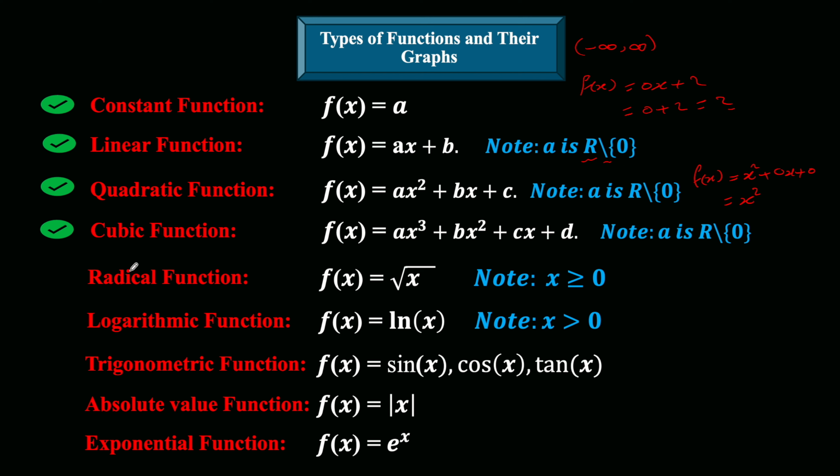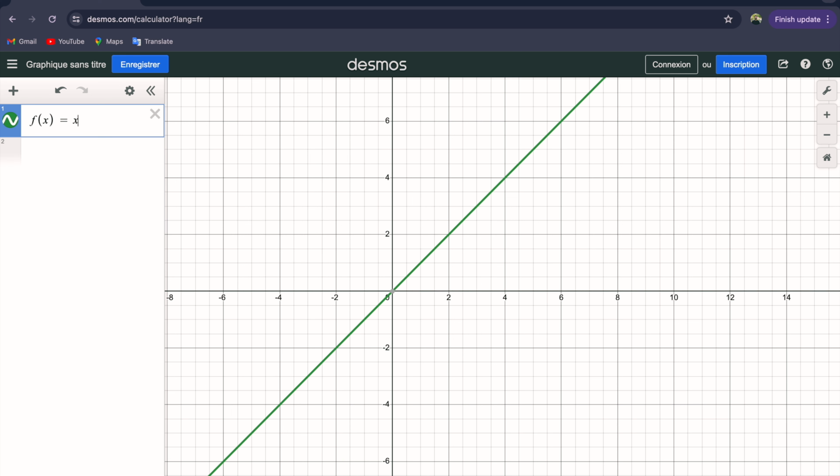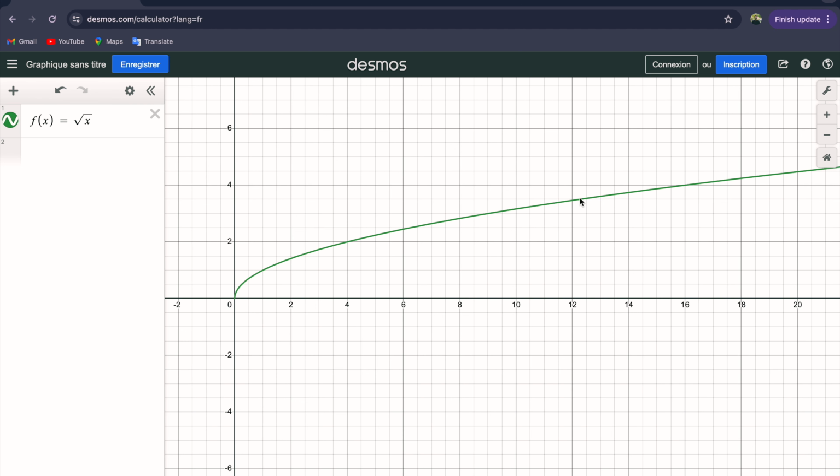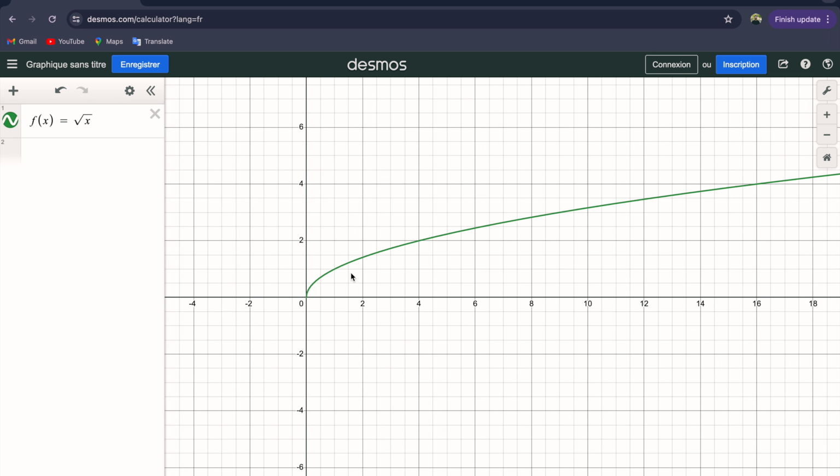Function number 5 is the radical function, which is given by f of x is equal to the square root of x. Note that x has to be greater than or equal to 0. Mathematically, we cannot have the square root of a negative number. Okay, so we take the square root of x. You see, it starts from 0 to plus infinity. We don't have the negative part. So this is the shape of a square root or radical function.